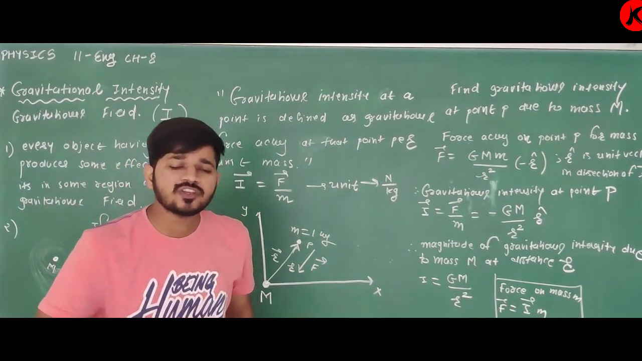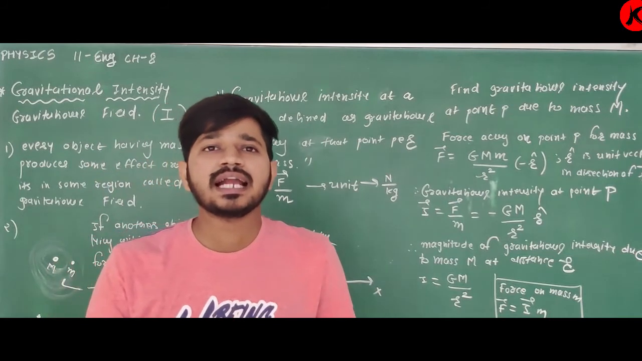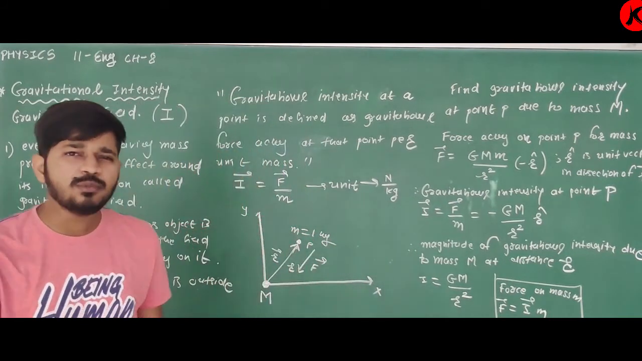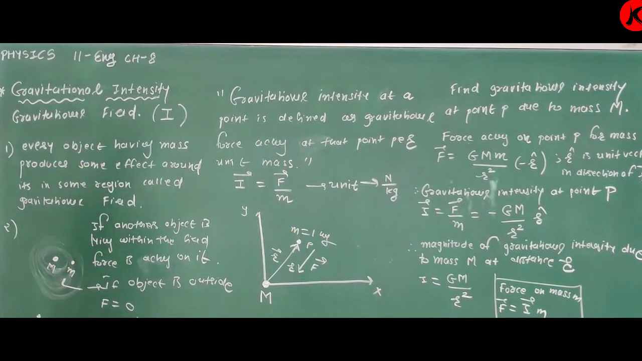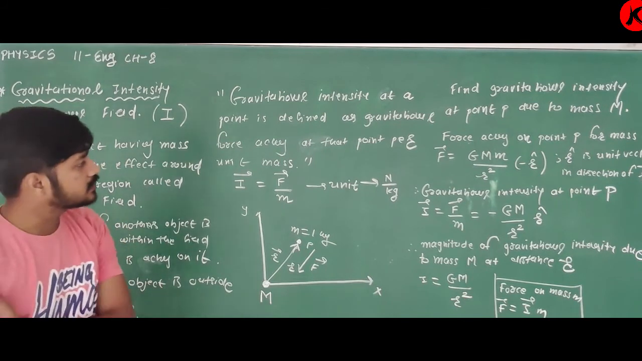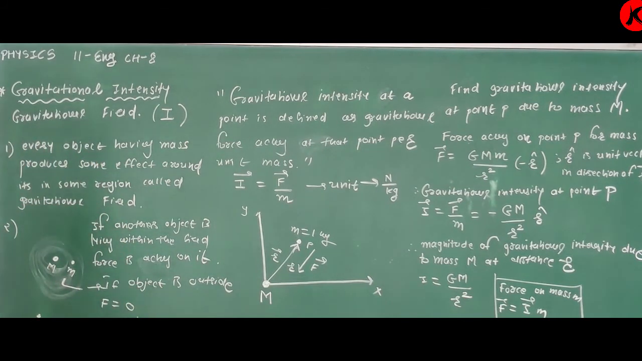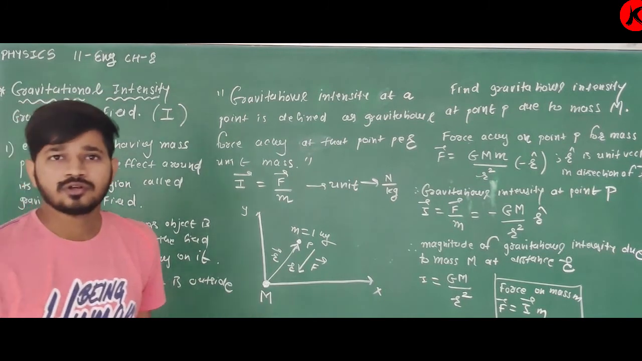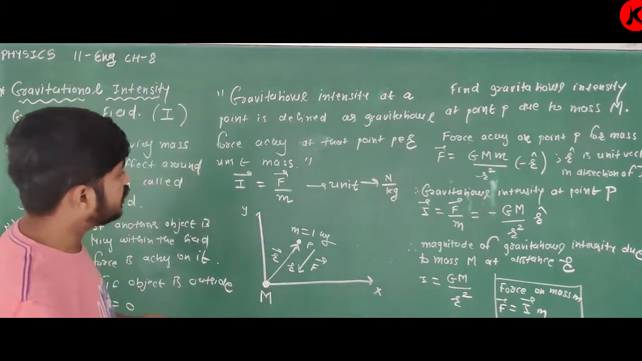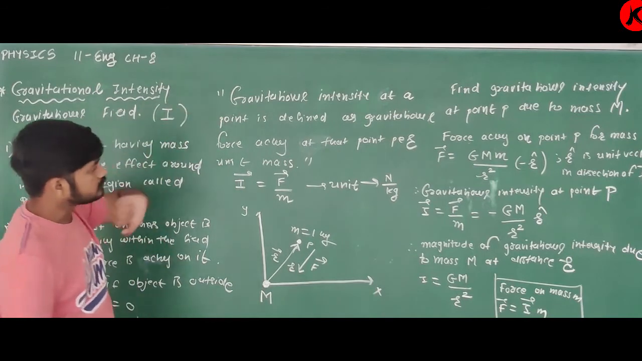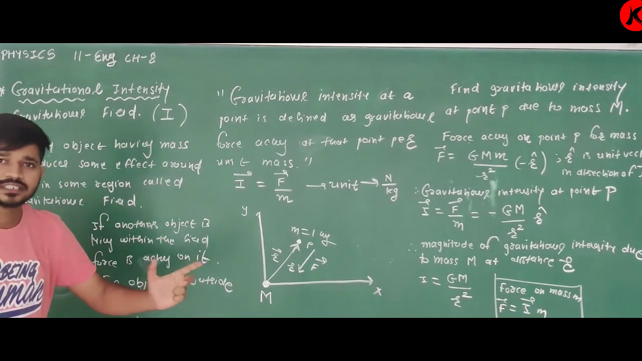A similar topic we will see in 12th for the electric field. Yes, similar theory, the same writing, only some change of words. Gravitational field, electric field. Every object having charge produces some effect around it in some region called the electric field, like this. So take care about this theory. Okay? Clear? This is it for today.